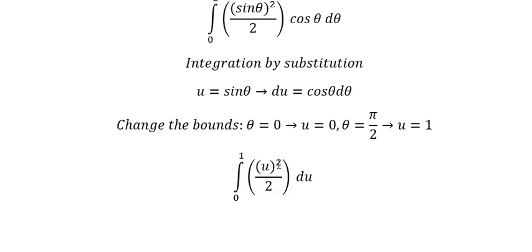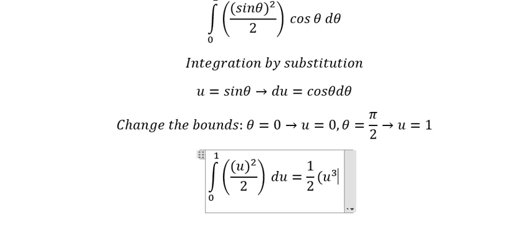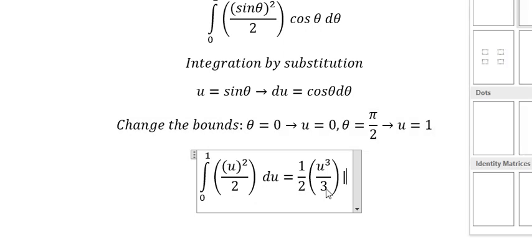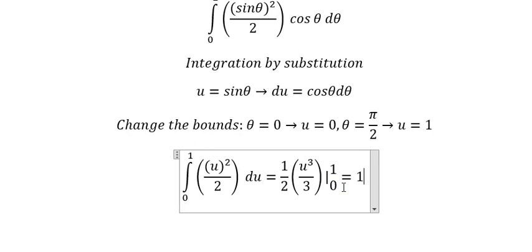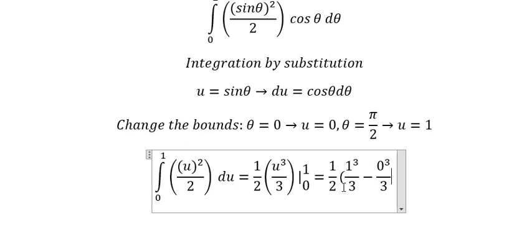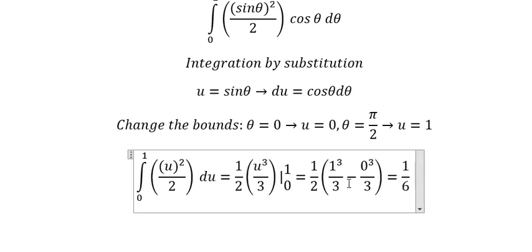So the integration of u squared is u to the power of 3 over 3, and we put the bounds from 0 to 1. So we have the final answer. And we have 1 over 6. And this is the final answer.